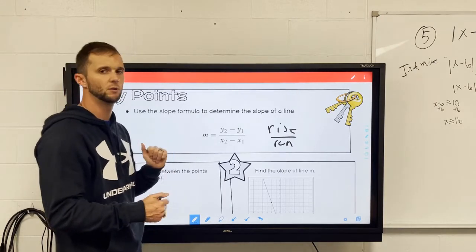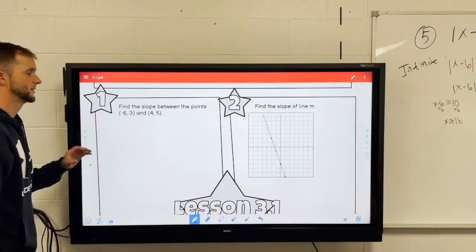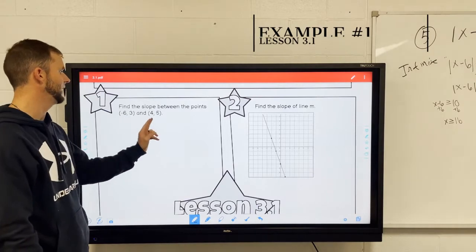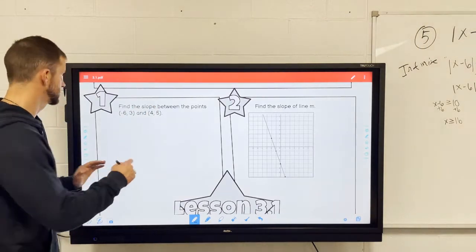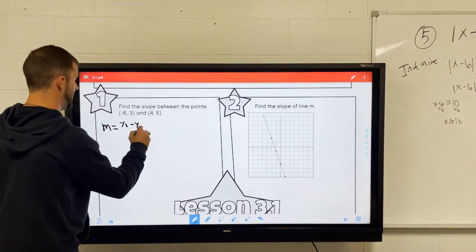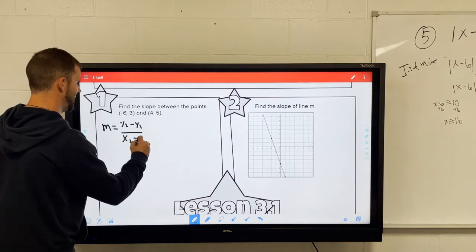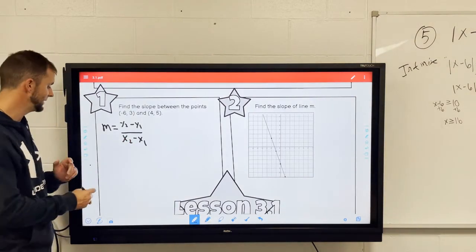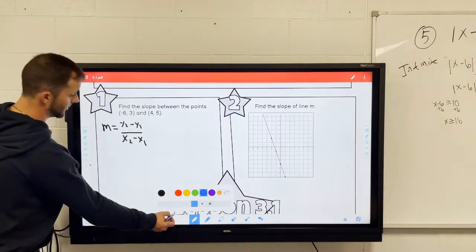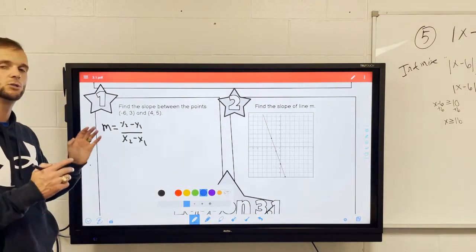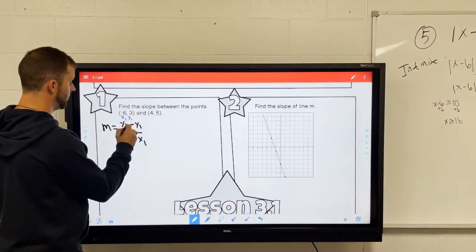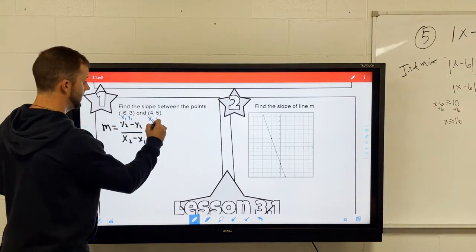So let's jump to example number 1. I'm going to show you how to do that. On example number 1, it wants me to find the slope between the points (-6, 3) and (4, 5). The equation for slope is m equals y2 minus y1 over x2 minus x1. The first thing I need to do is label my points and figure out which ones are my 1s and which are my 2s. It does not matter, as long as you label them correctly. So these are my 1s, x1 and y1, and these are my 2s, x2 and y2.